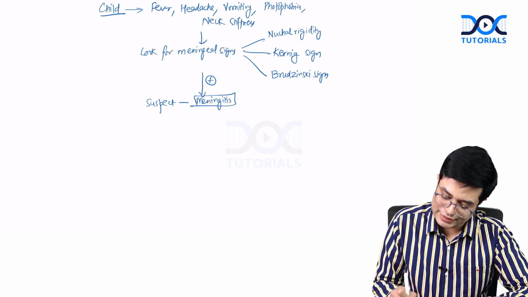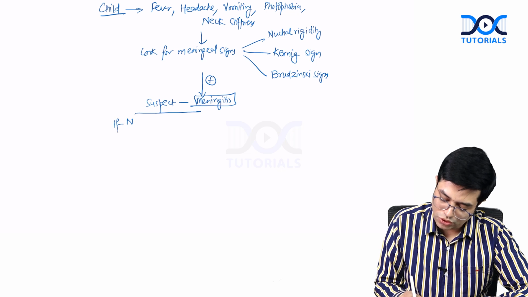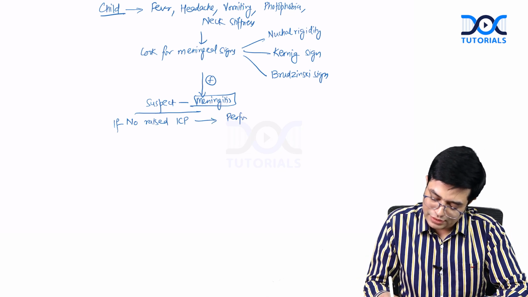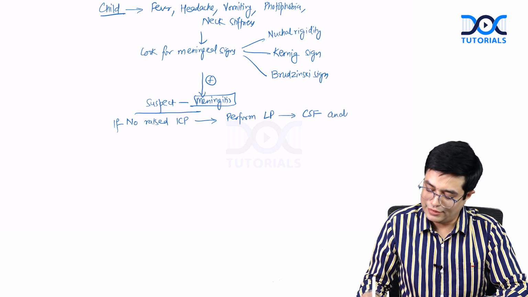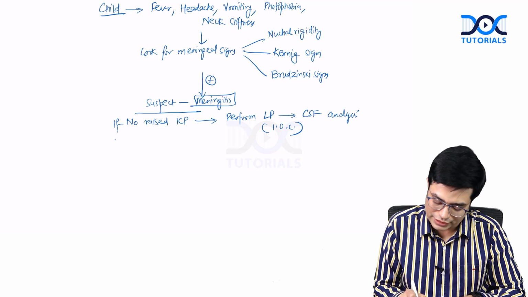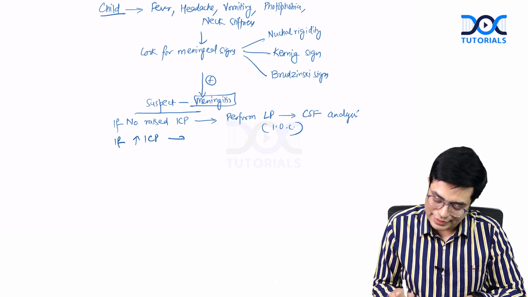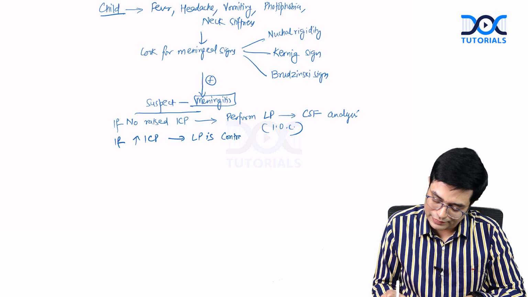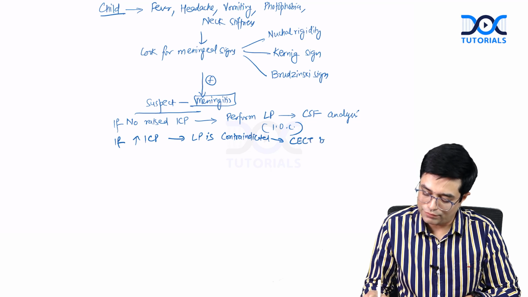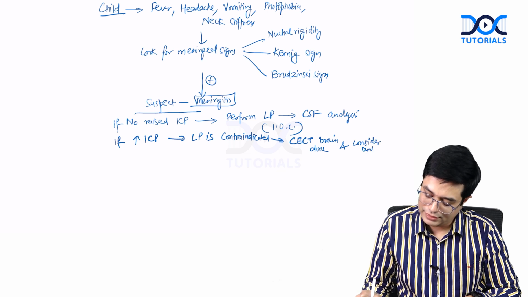Now, if there is meningitis, if there is no raised intracranial pressure, if there is no raised intracranial pressure, perform lumbar puncture and check for CSF. So CSF analysis is the investigation of choice. So lumbar puncture for CSF analysis is the investigation of choice. If there is raised ICP, then lumbar puncture is contraindicated. So what will you do in these patients? A contrast enhanced CT scan of brain should be done and consider antibiotics, right?